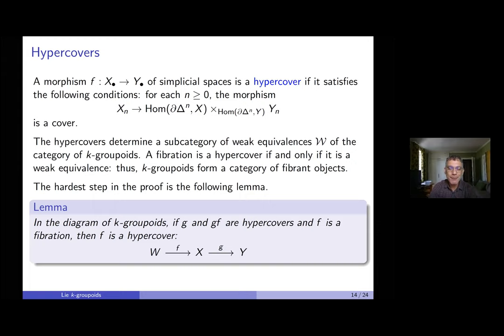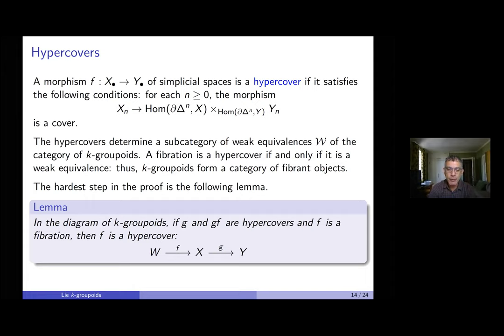This technically was the most difficult result in proving the previous paragraph, that hypercovers form a subcategory of weak equivalences. This result is somehow, you could say, known in the theory of Kan complexes, but I wasn't able to find a combinatorial proof of this result in the literature. So I forged ahead and gave one myself, and it was harder than I expected.